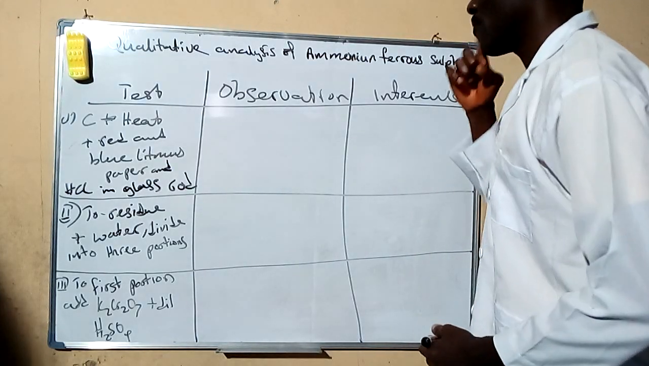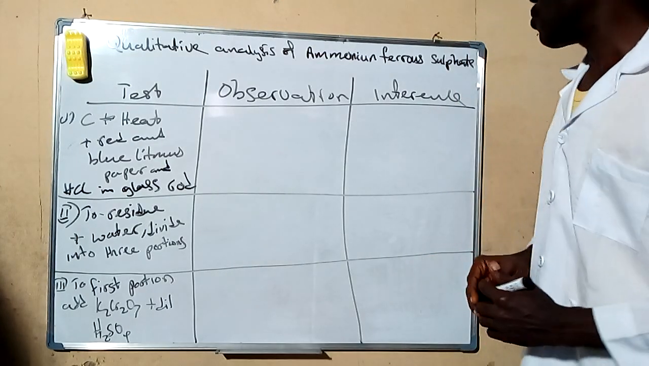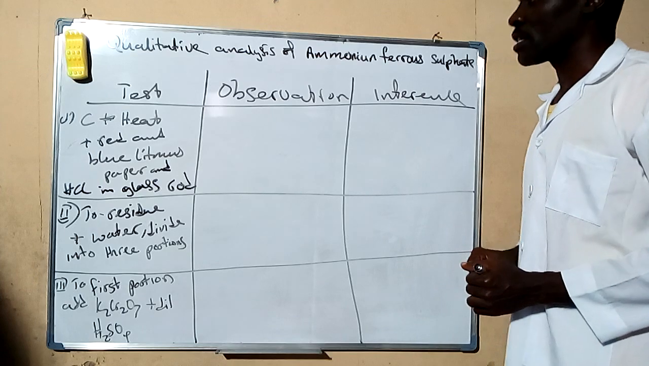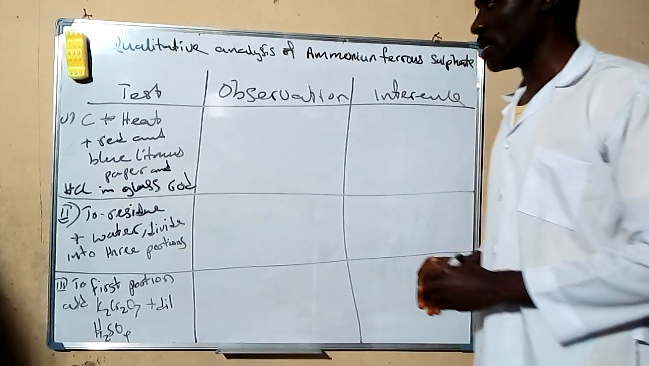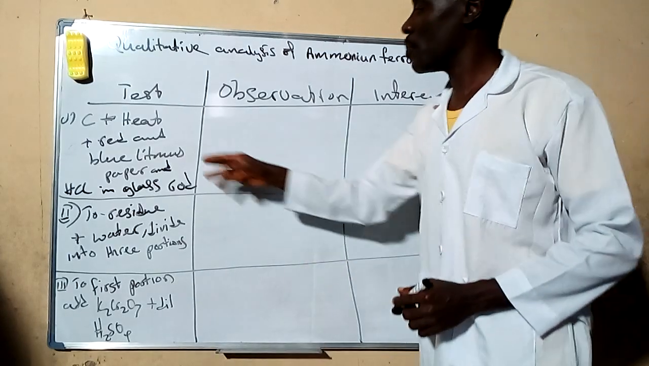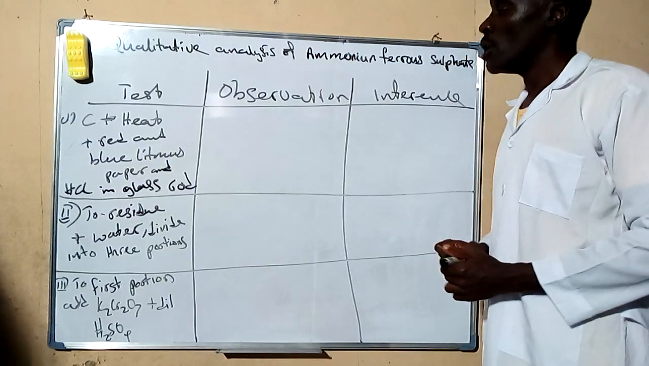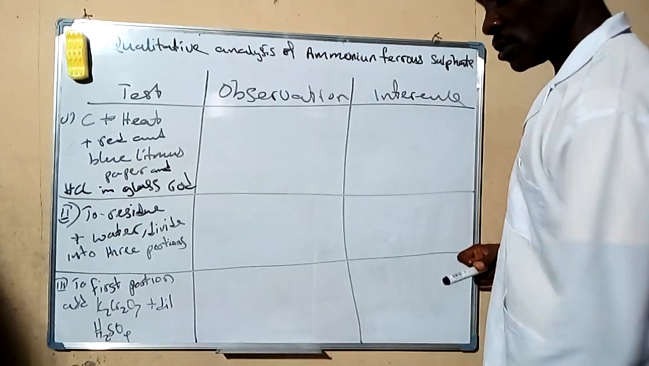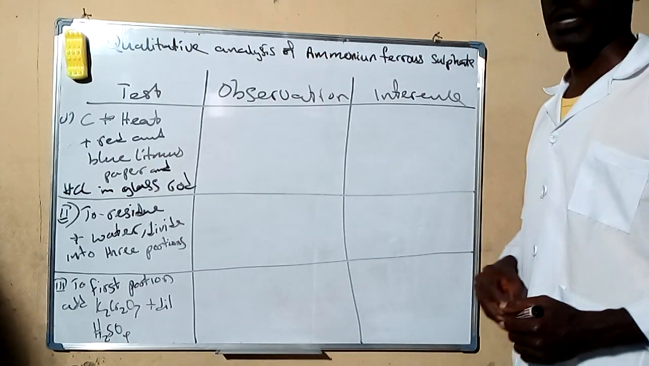In this second video on analyzing ammonium ferrous sulfate, in our first video we did it based on solution, but this one we are getting the solid sample directly. So in this case we are going to look at what the possible tests are likely to be.